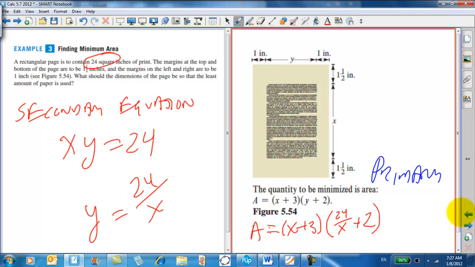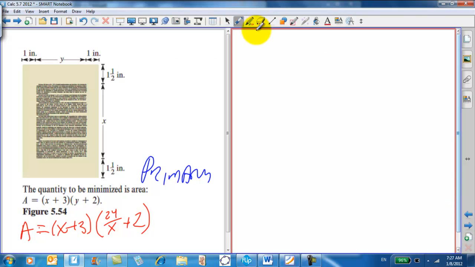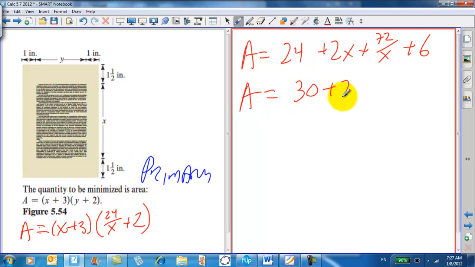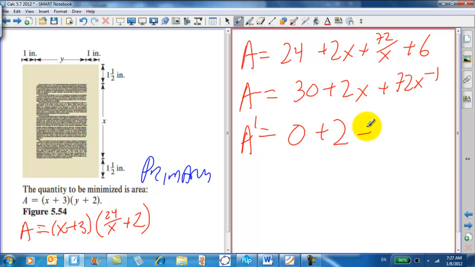Now it's up to you how you want to try and take the derivative of this. This one looks like it's pretty easy to do by hand, especially if we just FOIL it out. Area equals, first would be 24, outer would be 2x, inner would be 72 over x, and last would be 6. So you get the area is 30 plus 2x plus 72x to the negative 1. So when you do the derivative, you get 0 plus 2 plus negative 72x to the negative 2. So we get the derivative is 2 minus 72 over x squared.